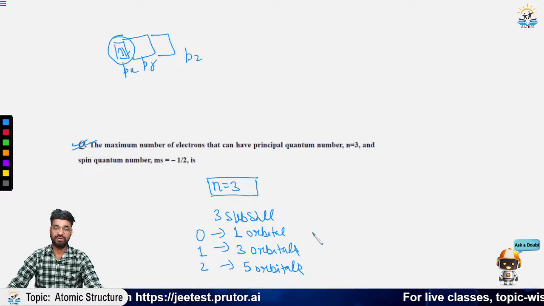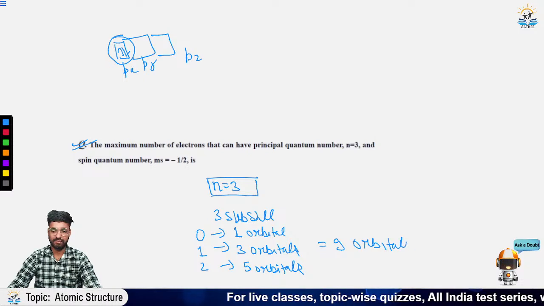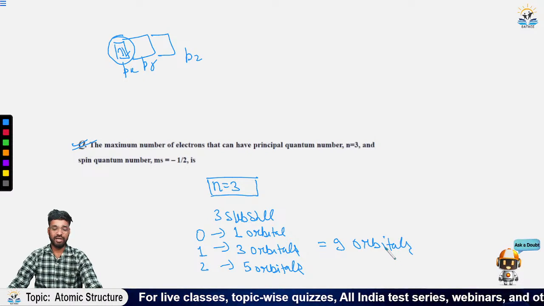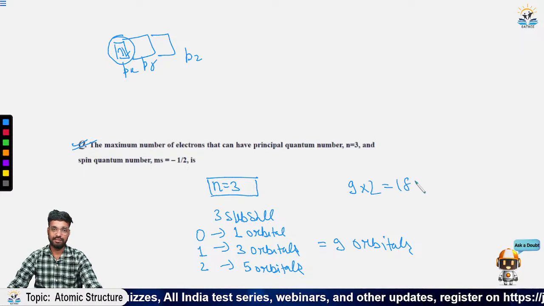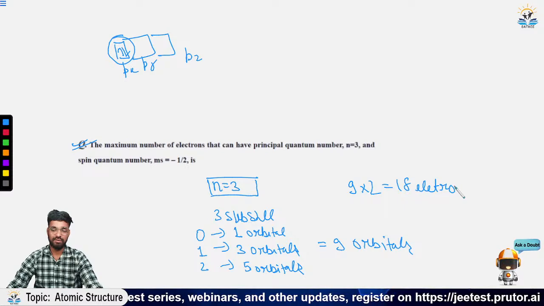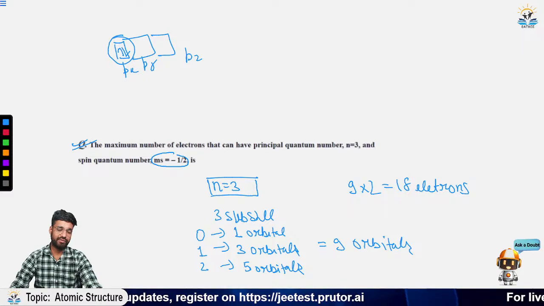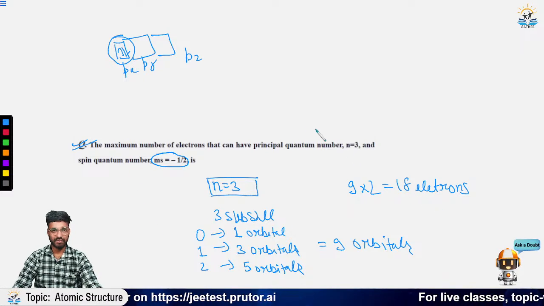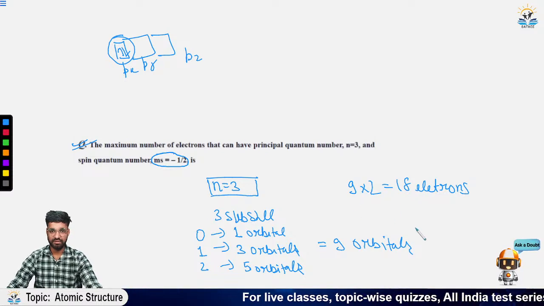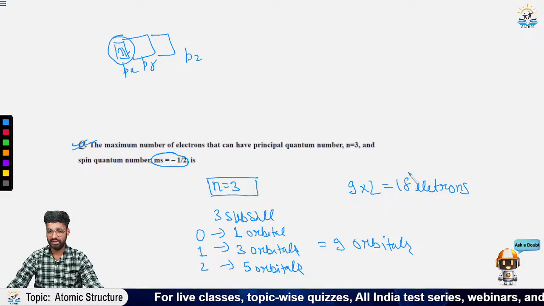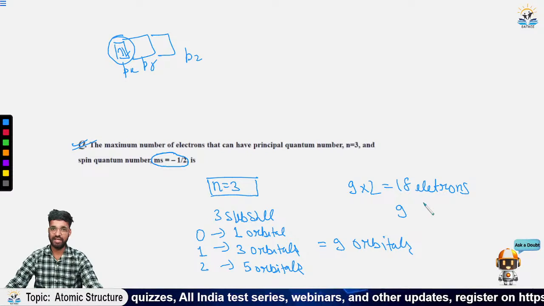So how many orbitals are there in total? 5 plus 3 plus 1, so it will be 9 orbitals. And each of those orbitals will contain 2 electrons. So 9 into 2, 18 electrons are possible in total. But the question says that it must have ms equal to minus 1 by 2. Since it is 18, half of these electrons will have plus half and half of them will have minus half. So 9 will be the answer.